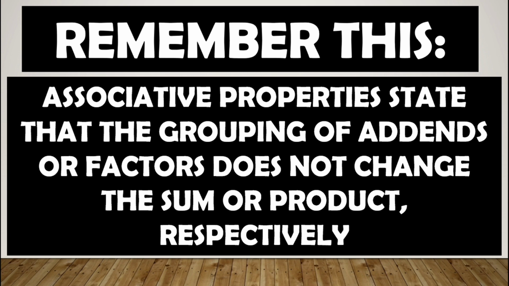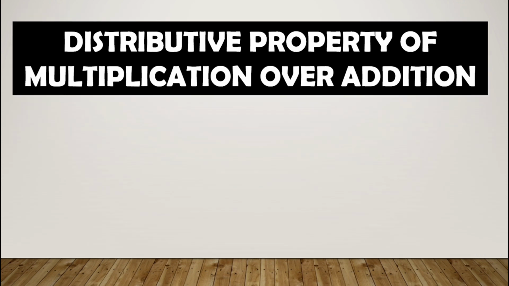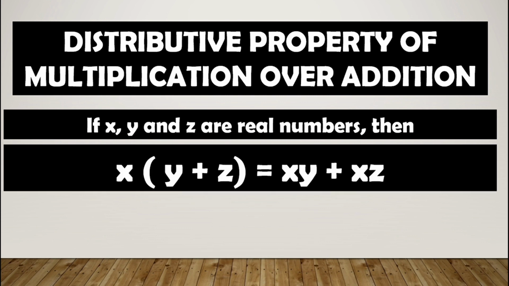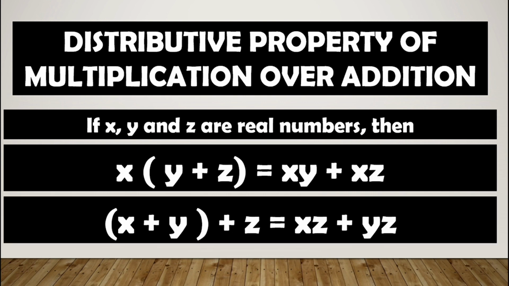Remember this. Associative properties state that the grouping of addends or factors does not change the sum or product respectively. Distributive property of multiplication over addition. If x, y, and z are real numbers, then x times the quantity y plus z is equal to x times y plus x times z. Likewise, the quantity of x plus y, times z, is equal to x times z plus y times z.